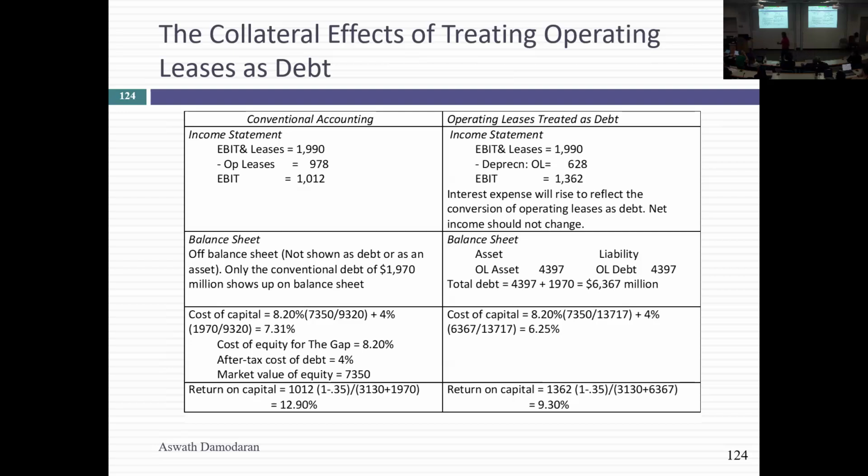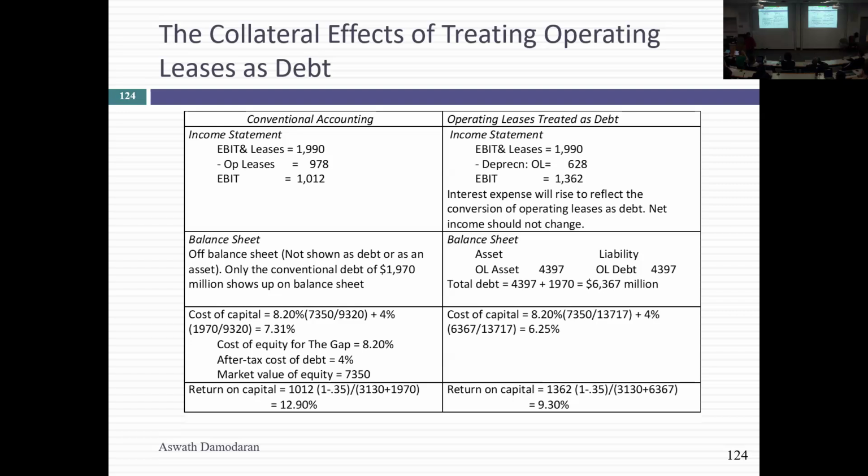That's what the management is seeing right now. In the second column is what the numbers will look like if I treat leases as debt. Let's start with the good news first. With the existing accounting, it looks like you're making about $1 billion in operating income. If I capitalize leases by adding back the lease expense and subtracting depreciation, I end up with an operating income of 1.36 billion.